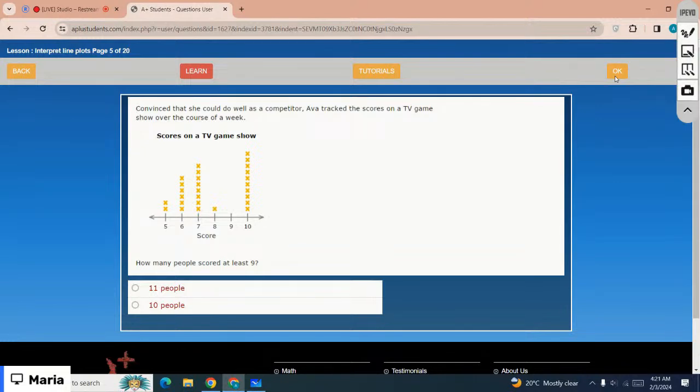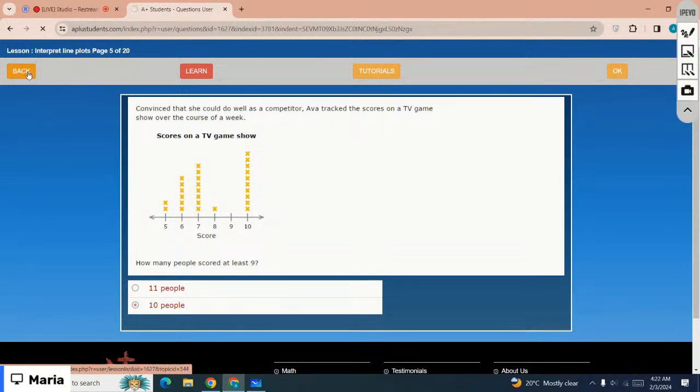At least means the minimum value could be 9. The maximum value could be any, right? At least means the minimum value is 9 and the maximum value could be any. So the number that is greater than 9 is 10. You need to count the crosses that are in front of 10, above 10, right? Which is the correct option? Yes, that is 10 people. The correct option is 10 people.